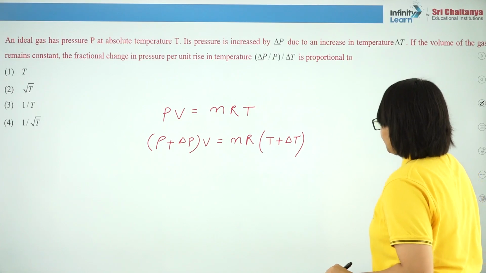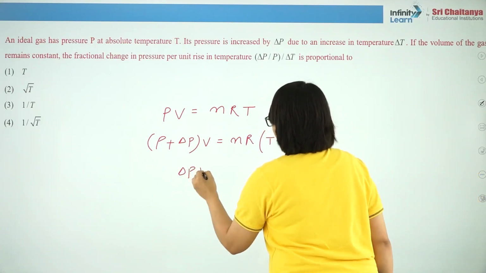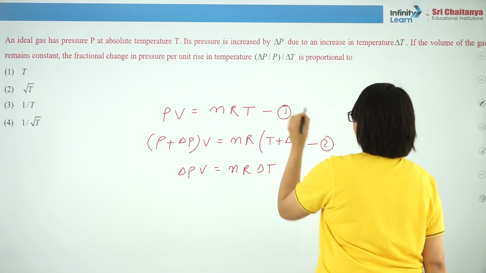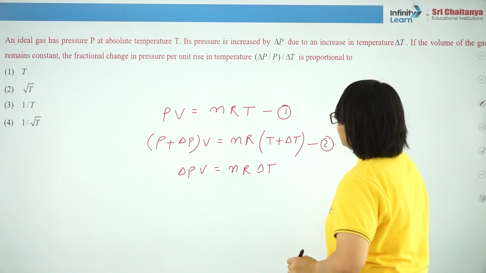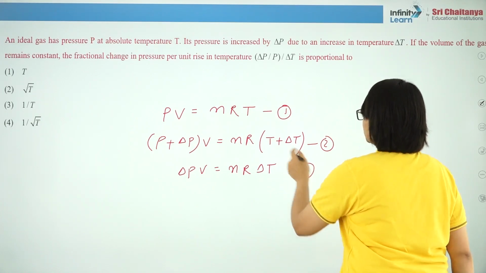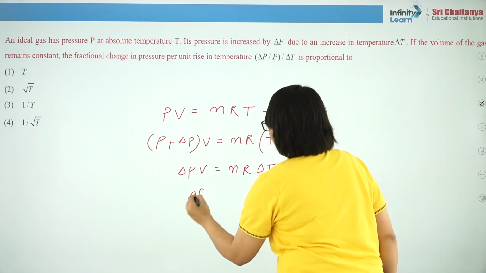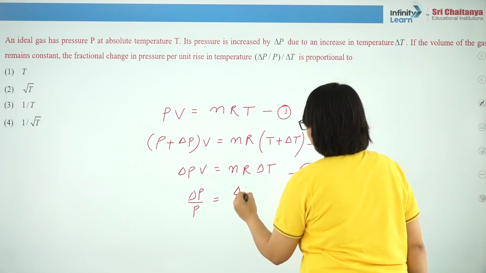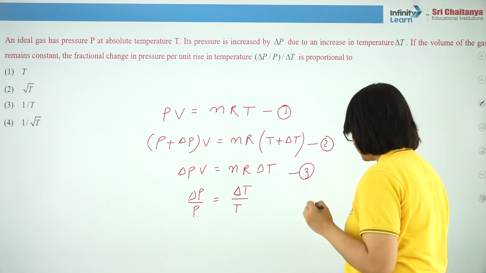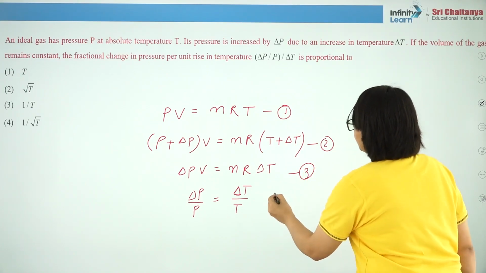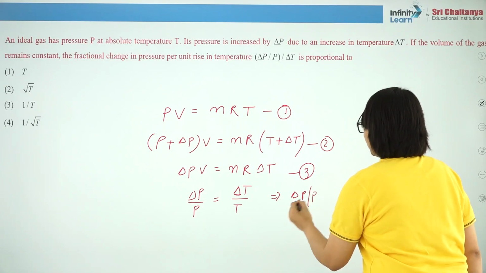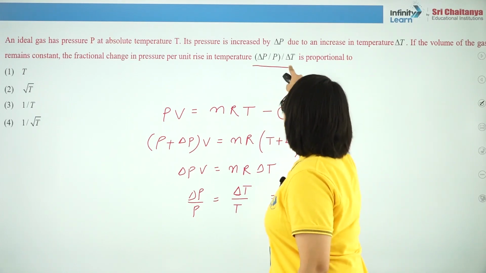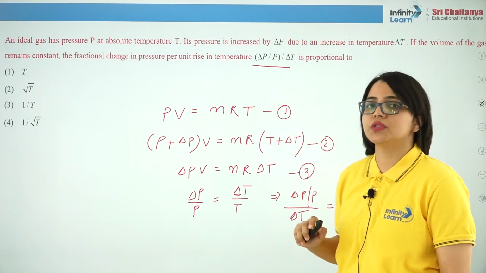So, you can see that delta P V is equal to nR delta T by subtracting equation 2 from equation 1, right. Now, let us divide this equation 3 by equation 1, you will get delta P upon P is equal to delta T upon T, because volume is constant, right. Now, you can see that delta P upon P divided by delta T is equal to 1 upon T, right. So, this complete term is proportional to 1 upon T, which is option 3.